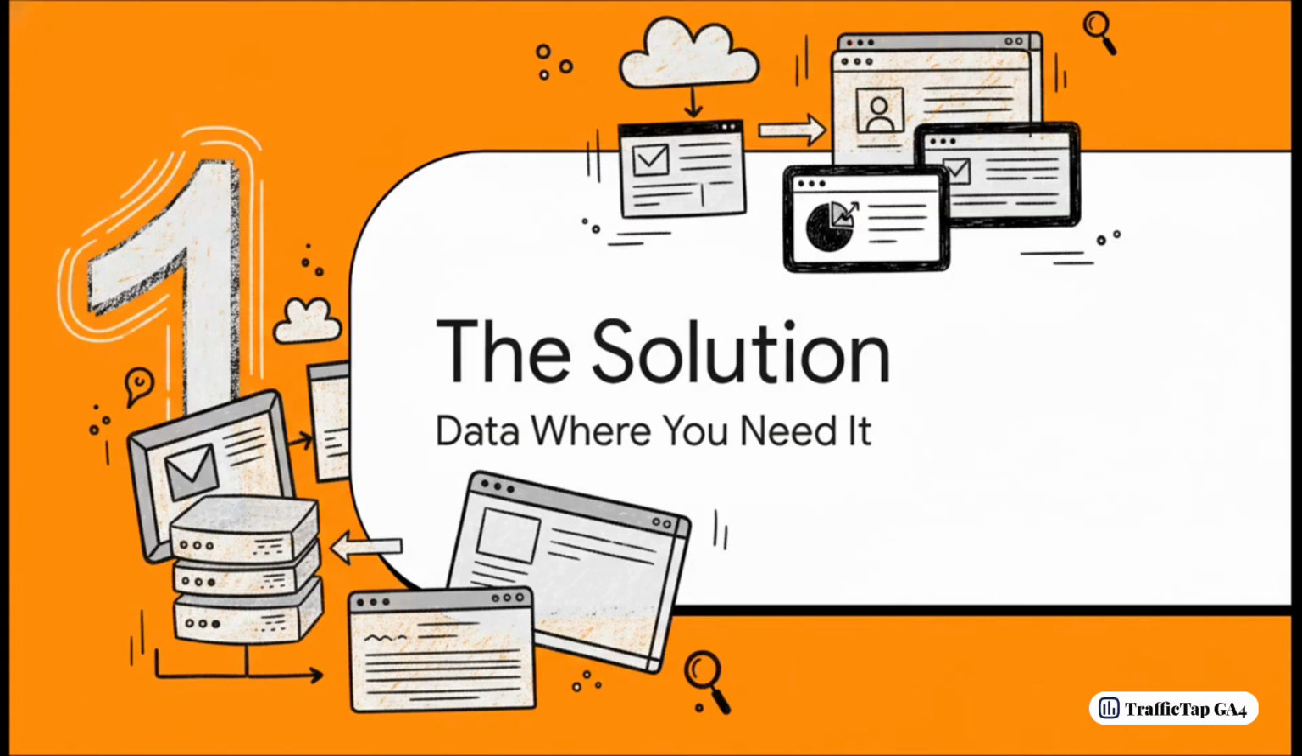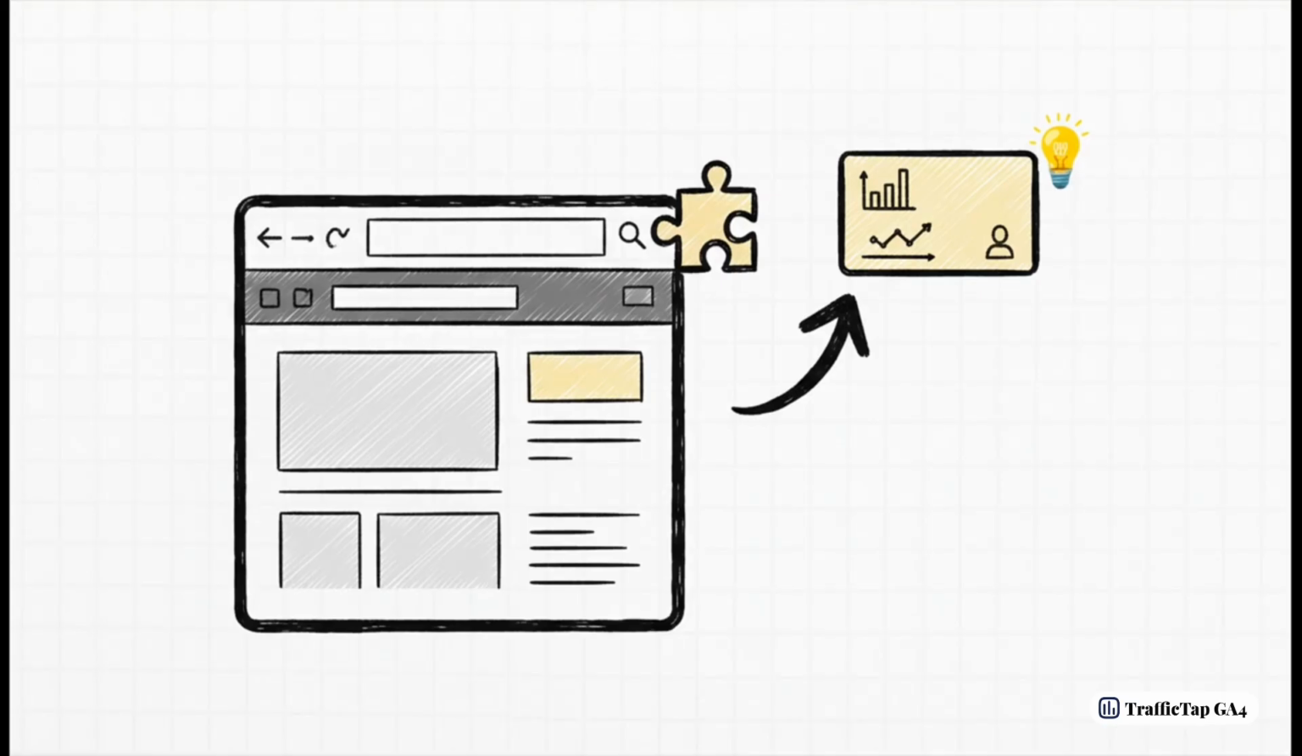Okay, so if that's the problem, what's the solution? Well, it's pretty simple actually. Bring the data to you, right where you need it. So let's talk about TrafficTap, which offers a totally different and way simpler approach to your analytics. The whole concept is kind of brilliant because of how simple it is. TrafficTap is a Chrome extension that just overlays your key Google Analytics metrics directly onto the web page you're looking at. That's it. No more new tabs, no more logging in, no more searching around. The data just shows up.